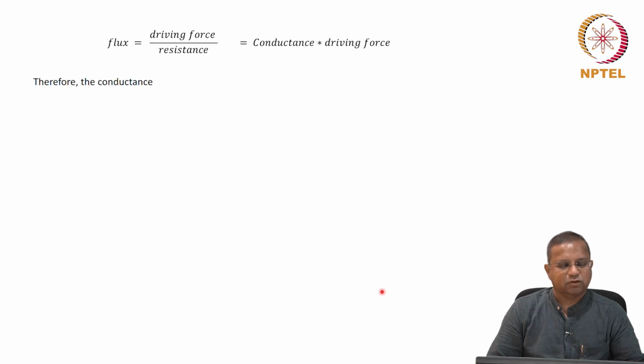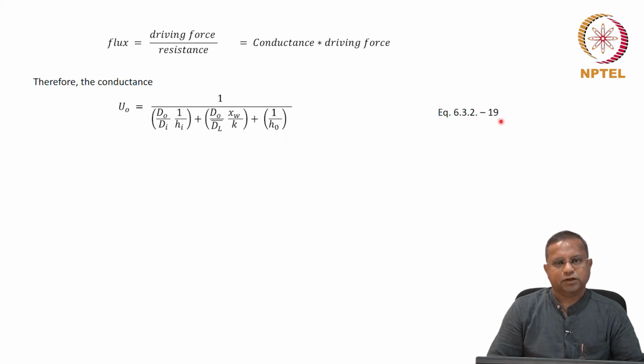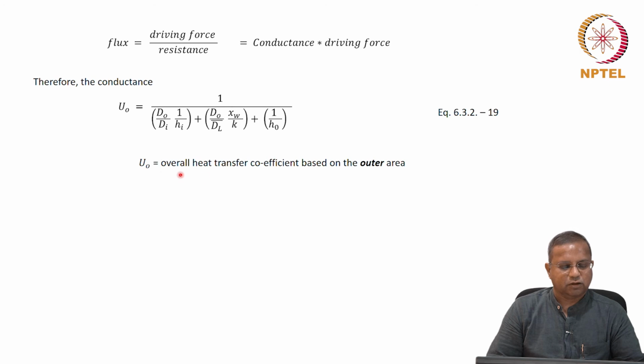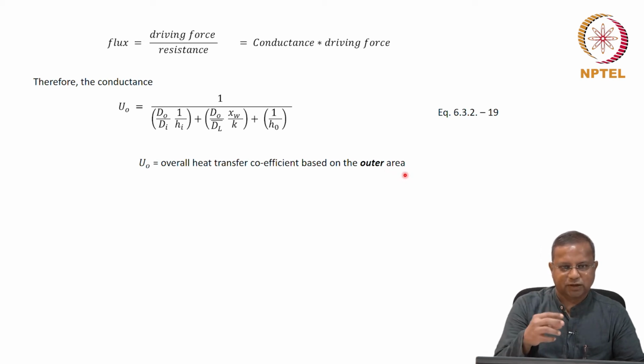Therefore, you could write the conductance UO as 1 by [d naught by di times 1 by hi plus d naught by dl hash times xw by k plus 1 by h naught], equation 6.3.2-19. UO is called the overall heat transfer coefficient based on the outer area of the inner pipe. So, this is where the outer area of the inner pipe, inner area of the inner pipe.